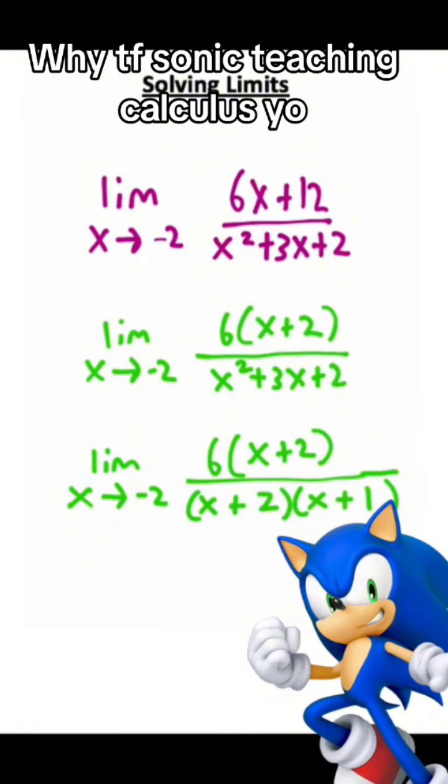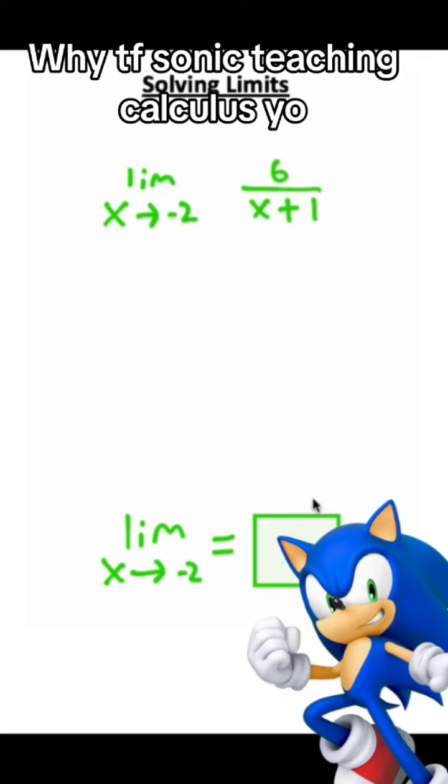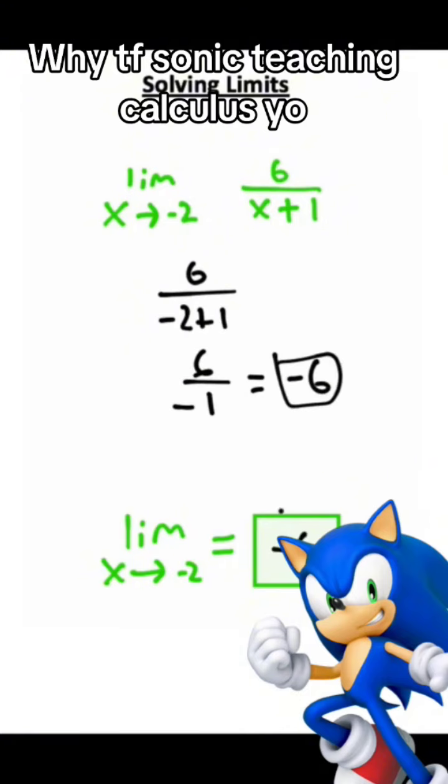Now, what I can do from here is cancel the x plus 2's, leaving me with just this expression right here. So from here, take this -2 and plug it in for x. If I do that, I'll get 6 over -2 plus 1, which is 6 over -1, which is the same thing as -6. So -6 is the answer to this limit right here.